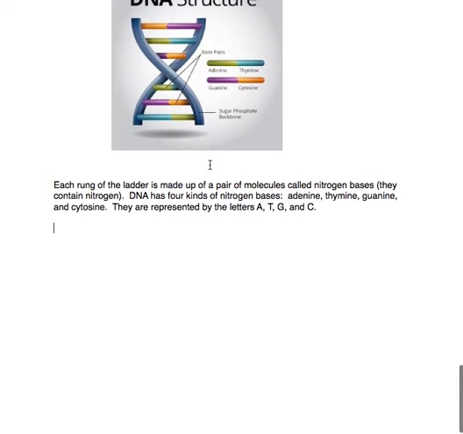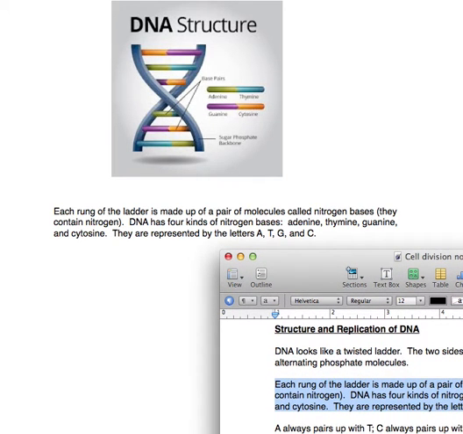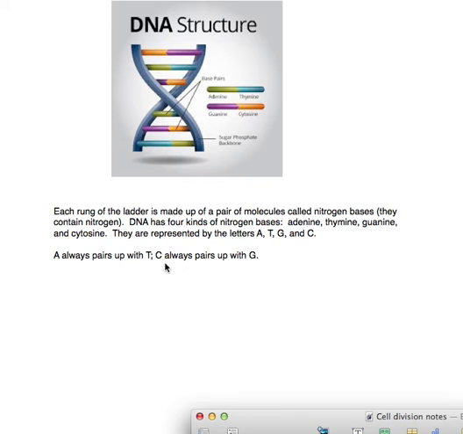DNA has 4 kinds of nitrogen bases: adenine, thymine, guanine, and cytosine, and they're represented by the letters A, T, C, and G. And the way it works is kind of nifty, and it makes it really easy for replication. And that is that A always wants to be with T, and C always wants to be with G. So if you look up here, you see the green and the blue always line up no matter where they are. And the purple and the orange always line up. They always want to be together. It just happens that way.